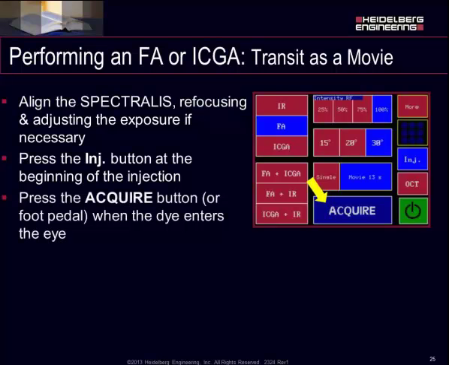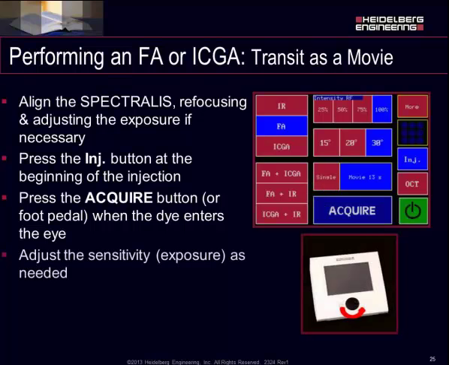Once the dye comes into the eye, you're going to press the acquire button on the touch panel. As the dye enters the eye, you're going to play with the adjustment knob on the touch panel to make sure that the picture is not overexposed. The important thing to remember is on the movie, there is a buffer set. In general, the buffer is set to 2 seconds. What that means is when you press acquire on the touch panel, the system will acquire everything after you hit that button, plus 2 seconds prior to it. So you're not in danger of missing any of the transit or the choroidal phase of the angiography.